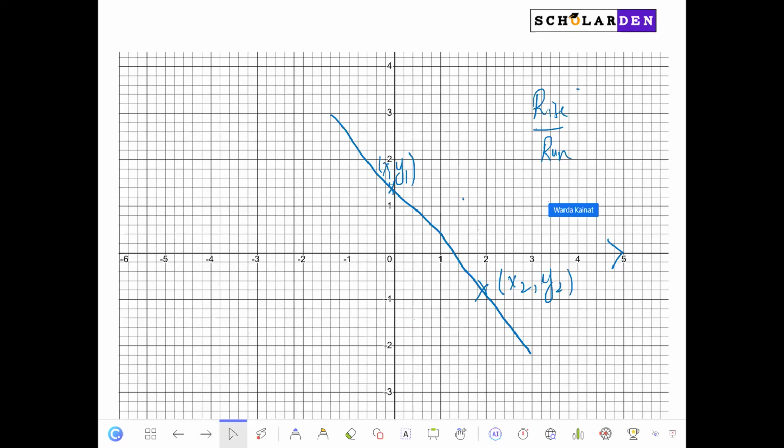So what is the rise going to look like? The rise is going to be y2 minus y1. And the run is going to look like x2 minus x1.